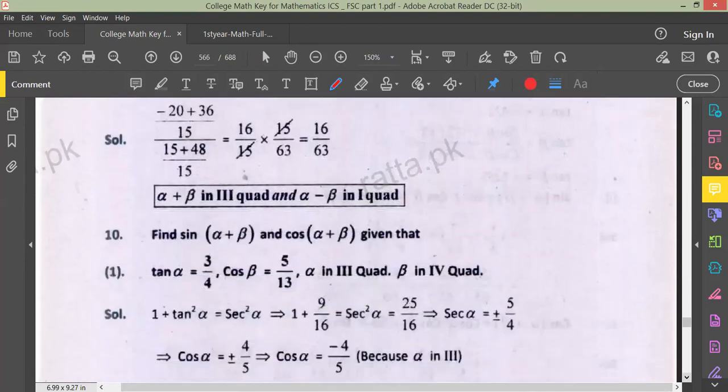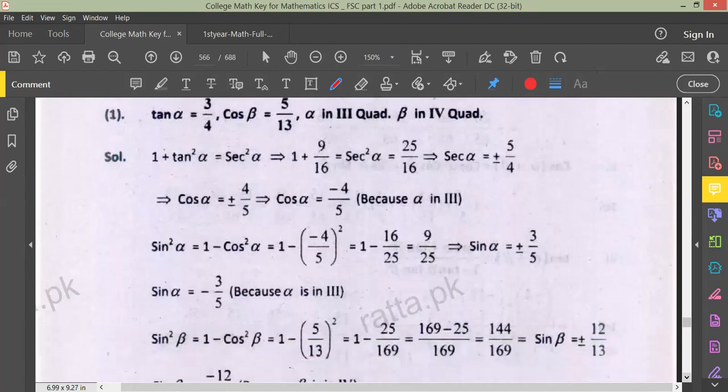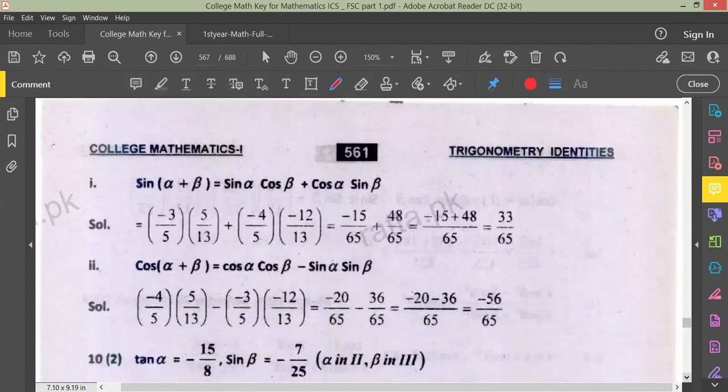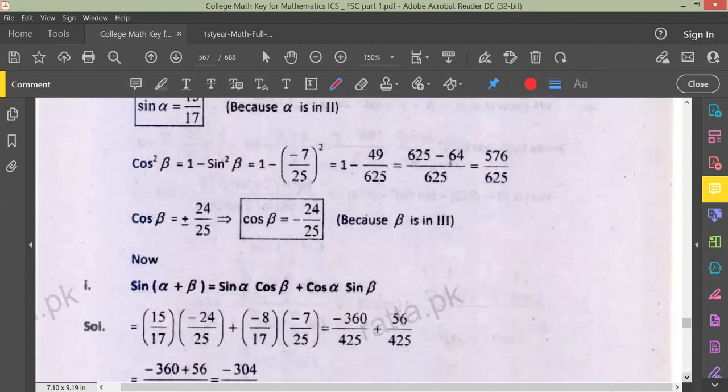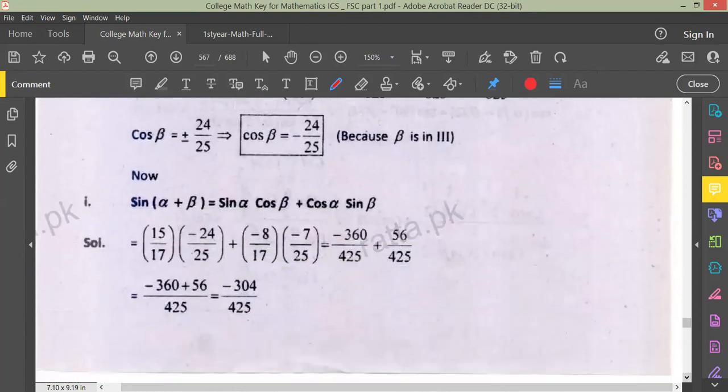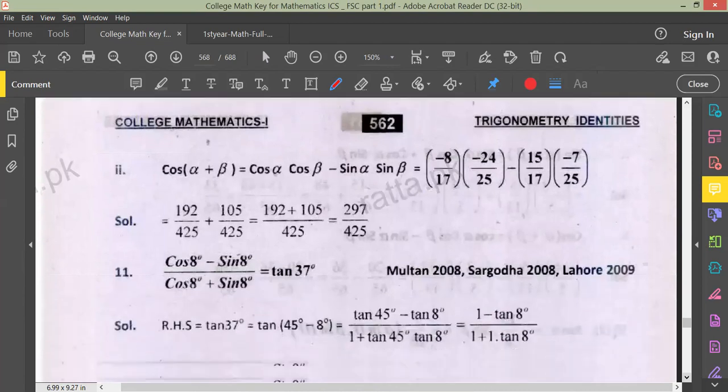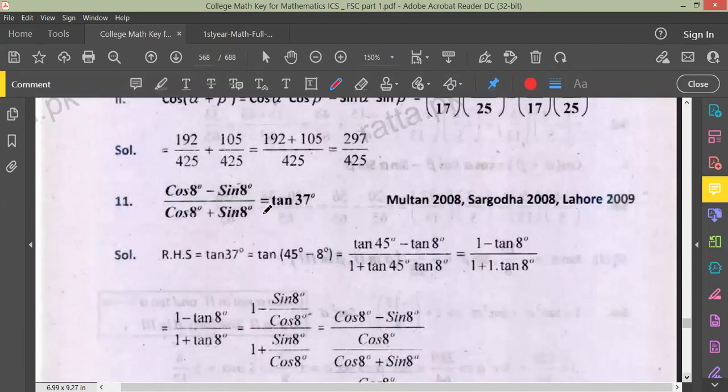After question number 9, a similar question is question number 10. Here is the solution of question number 10, which is absolutely the same as question number 9. Our important question is question number 11: cos 8 minus sine 8 over cos 8 plus sine 8, which is equal to tan of 37.